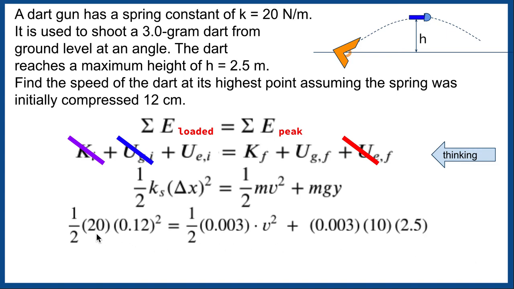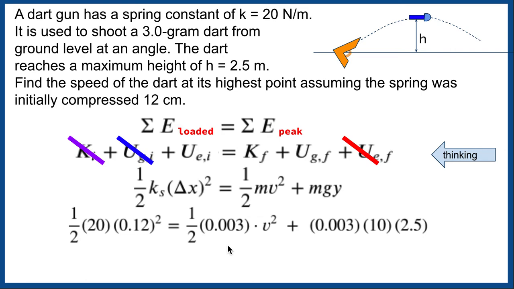So this is my value of k sub s, the spring constant, 20 newtons per meter. The amount of compression was 12 centimeters, but notice that I've entered this as 0.12. That's because I need to have that distance in standard units of meters. I divided by 100. I also need to have my masses in standard units. So we haven't seen this a lot, but if it's given to us in grams, there are 1,000 grams in a kilogram.